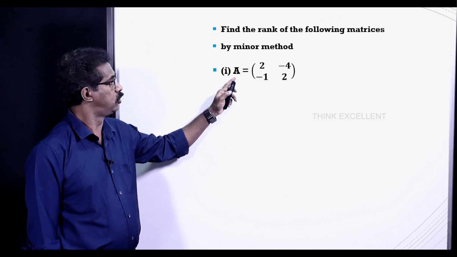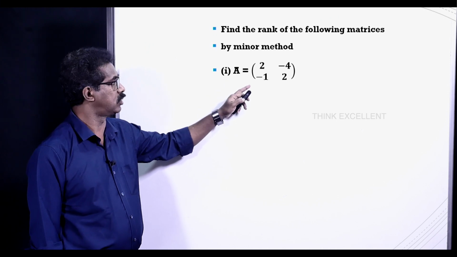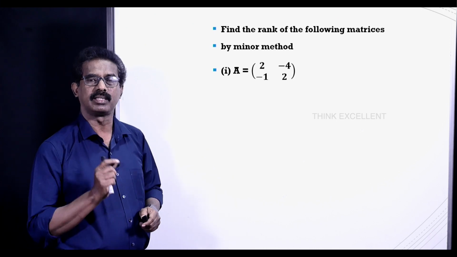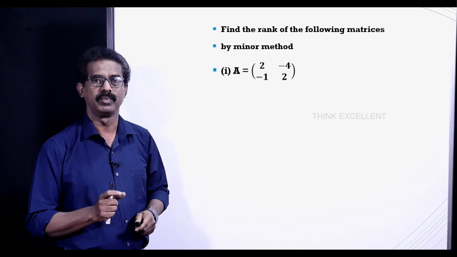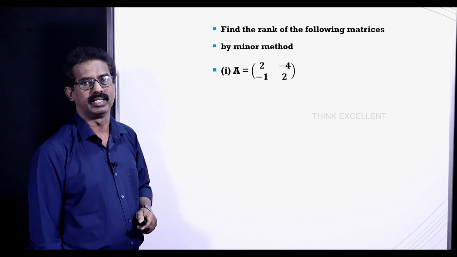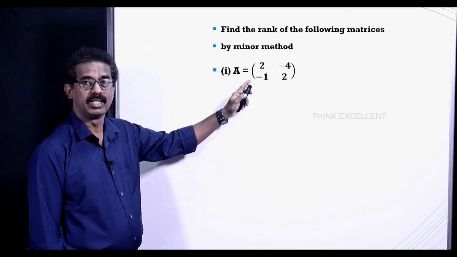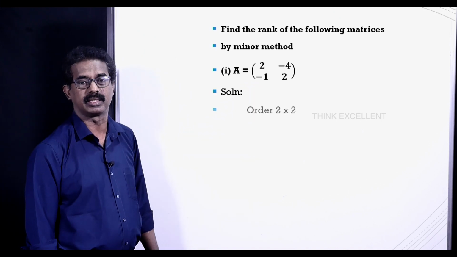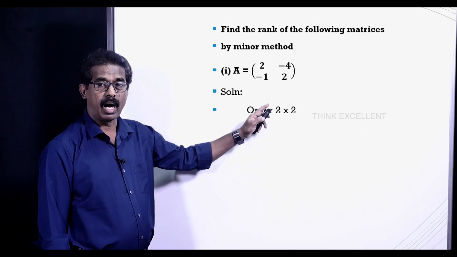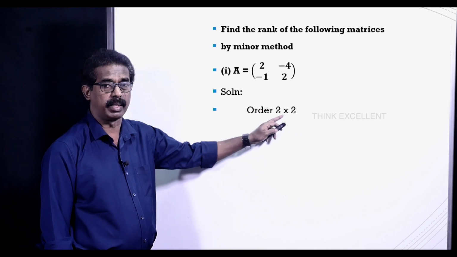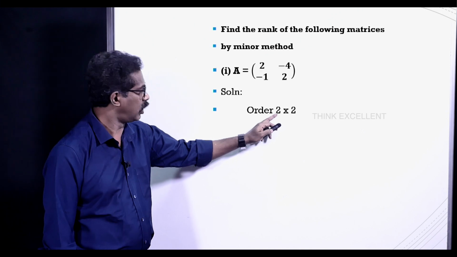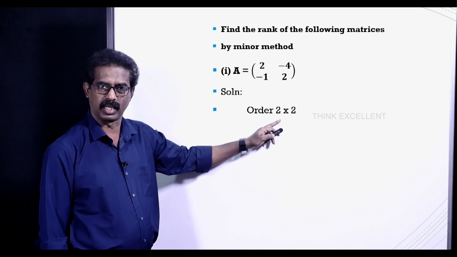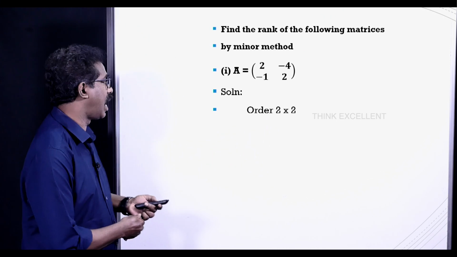A equal to 2, minus 4, minus 1, 2. So one matrix given. Determinant method, what's the first step I said? You find the order of this matrix. What is the order of this matrix? 2 by 2, right? Because there are 2 rows and 2 columns. So the order of the matrix is 2 by 2. Now, among these two numbers, you see which is smaller. Here only two numbers, both the numbers are same. So which is the smaller? 2, of course. We take it as 2 only.